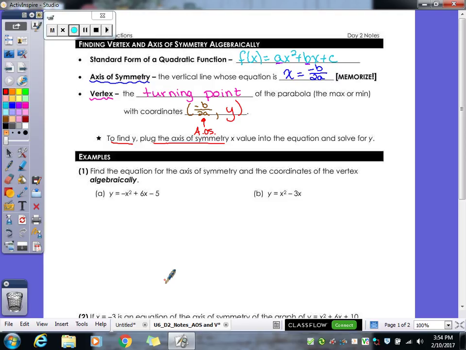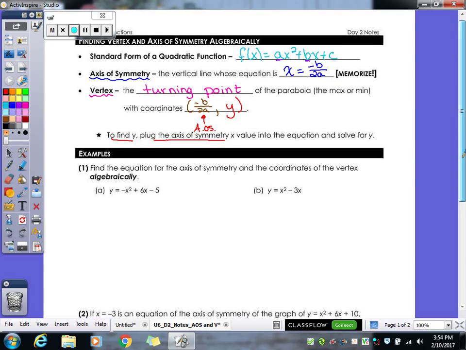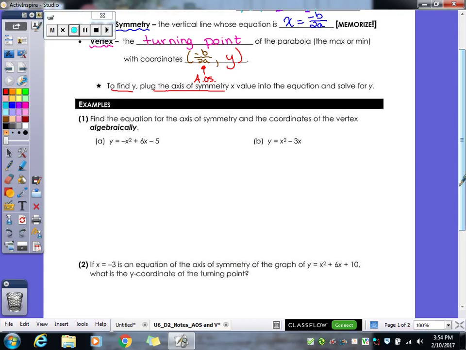So let's take a look at a couple examples. It makes it a little easier when we do some examples. So we're told to find the equation for the axis of symmetry and the coordinates of your vertex algebraically. So as I said, we got to do axis of symmetry first, which is the formula x equals negative b over 2a. And you want to write that formula every time because that's what's going to help you memorize it.